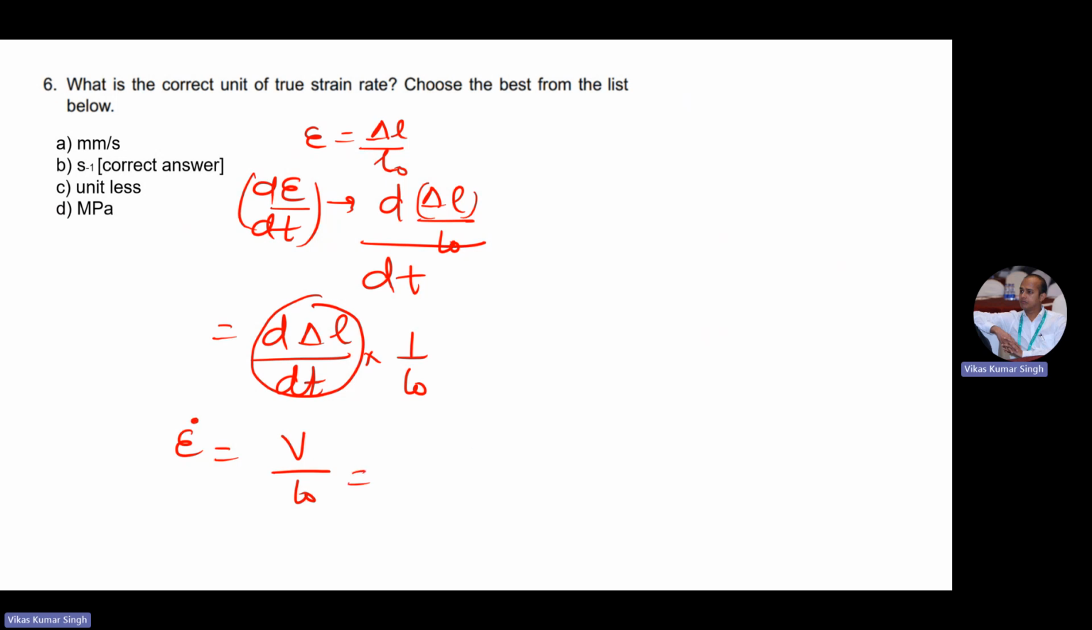So what will be the unit? V is nothing but meter per second, and what is the unit of L naught? It is meter. So meter is cancelled, and it's nothing but per second. So per second will be the correct answer here. This is a very simple question. I hope this is clear. You can derive this.